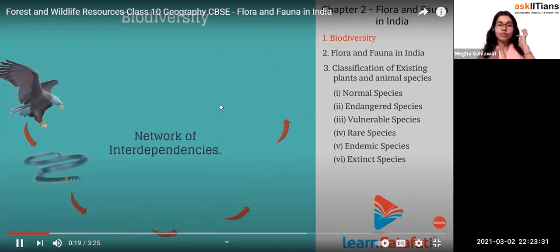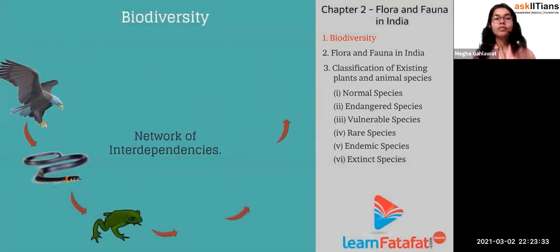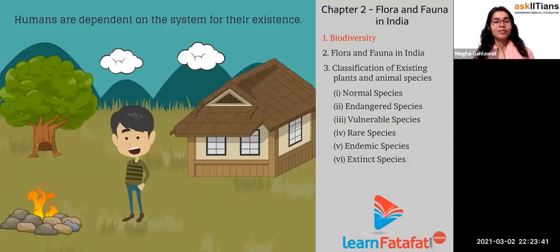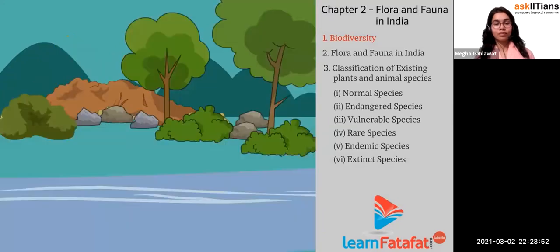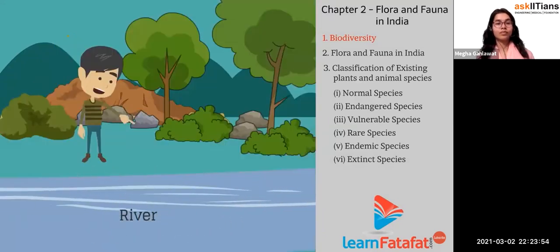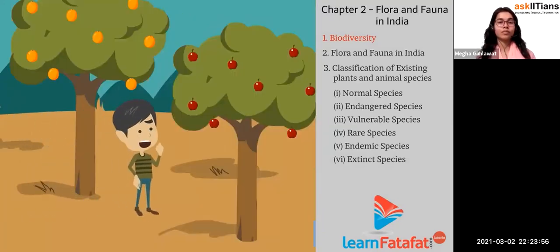The eagle depends on the snake, the snake on the frog, the frog on the butterfly, the butterfly on flowers, and flowers depend on the sun. We humans are also dependent on the system for our existence. For example, we depend on trees for fresh oxygen. We depend on rivers for drinking water. We depend on soil that produces our food.